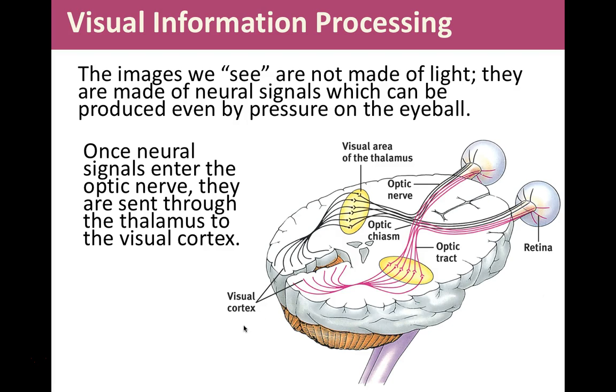All right. So the images that we see, of course, are not made of light. They are made of neural signals. The light stimulates the photoreceptors, and that's it with the light.